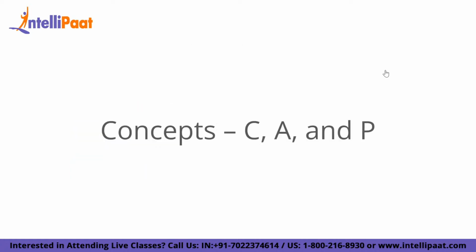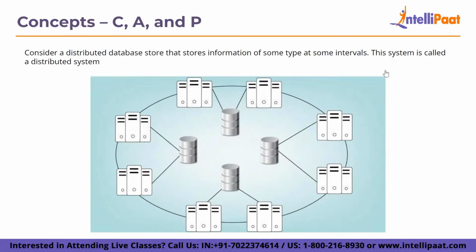Now that we know what we will be learning in this session, let us move on to the first topic, basic concepts. Consider a distributed database store that stores information of some type of data at some intervals. This system is called a distributed system. It essentially means a network consisting of several nodes that seems to the user as a single coherent system. An example of a distributed system is Facebook.